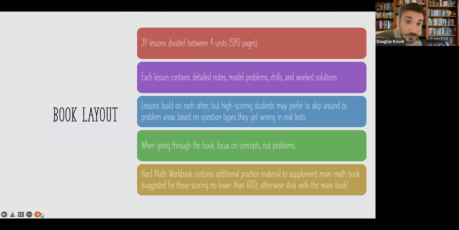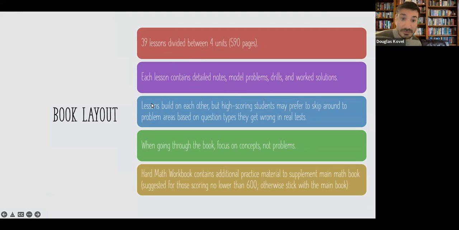So finally, before we actually get into going through the March tests, I just wanted to make a few comments about the book. Some of you might have it, some of you might not. I have two math books. The primary Kweller Prep math book has 39 lessons divided between 4 units, and it's 590 pages. So it's very long. It's definitely the longest book of all of them that I've made. And each lesson contains detailed notes along with model problems, drills, and worked solutions.